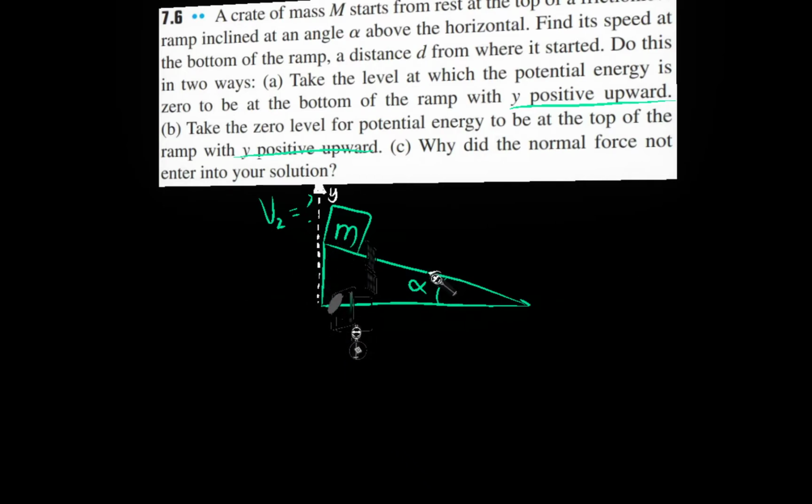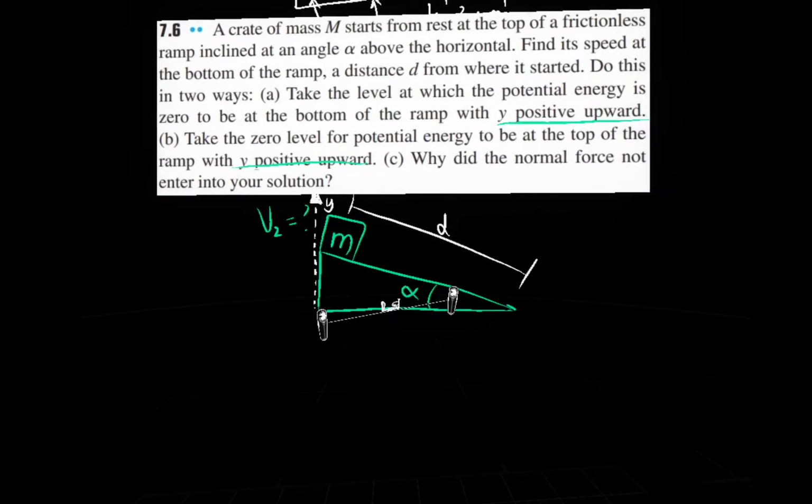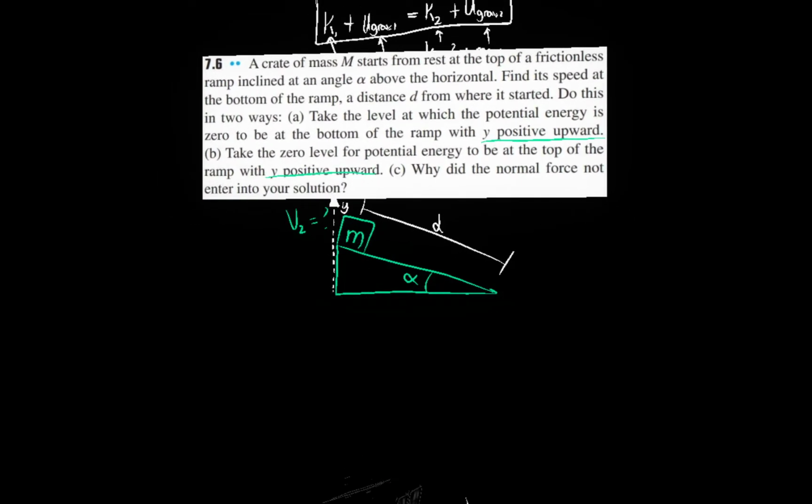So then there's a distance d, the bottom of the ramp. This is d. So on A, we take the level at which the potential energy is 0 to be at the bottom of the ramp. So this is where we define y equals 0 for A. And then for B, it's going to be at the top of the ramp.